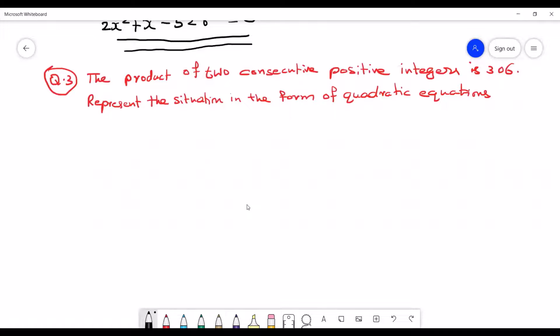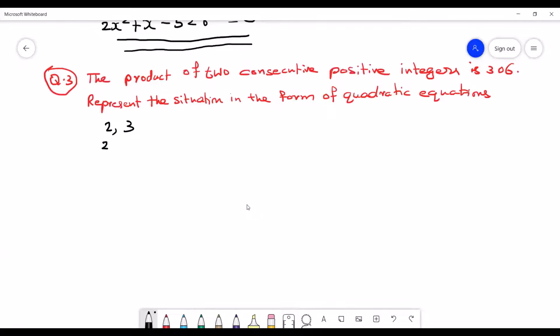Question: the product of two consecutive positive integers is 306. We have to represent the situation as a quadratic equation. So what does it mean by two positive integers? We know positive integers are there as well as negative integers. If I am writing 2, 3, then for the case of positive integers, after 2, 3 will come. So these 2 and 3 represent two consecutive positive integers.